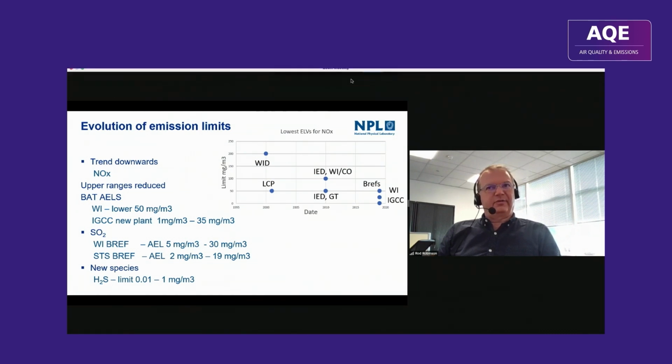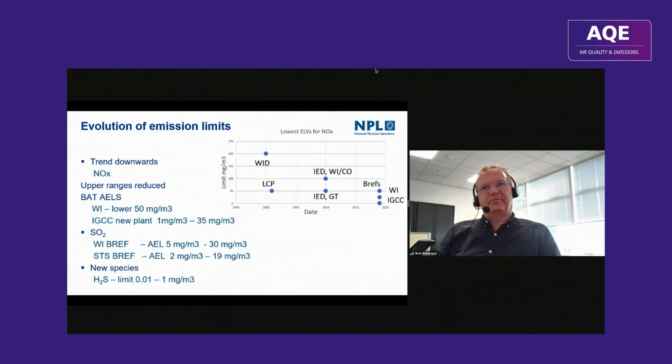Waste incineration plant has remained at the upper end, around 50, but some newer plant and some newer BREF processes have much lower limits. The integrated gasification combined cycle plant has limits at the low end of the AEL. So the associated emission limits are a range, and the low end is actually 1 milligram per meter cubed. Similarly, with SO2, we're seeing the limits being reduced. I think we've got some of the BREF AELs down to 2 milligrams per meter cubed, to 90, up to 19 in the ranges.